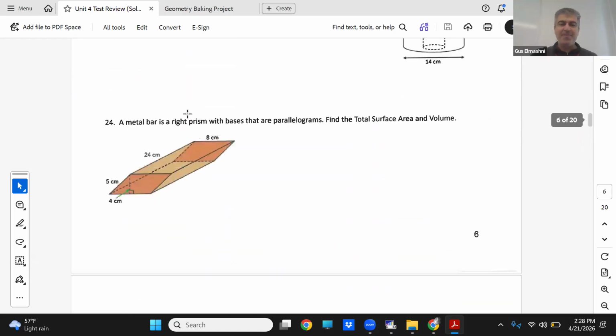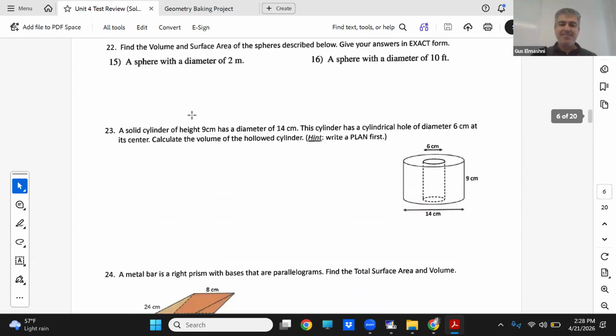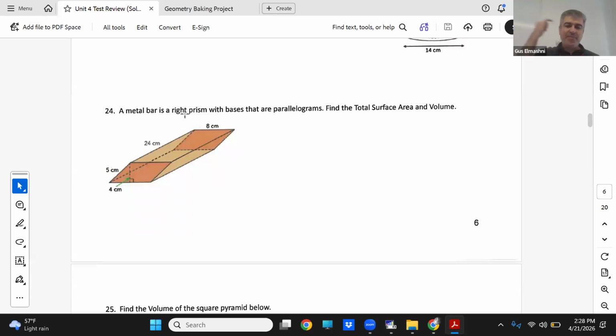Is 24 funky? I think it's pretty easy, because a parallelogram is just base times height. And they have 4 rectangles. That's it. That's light work.